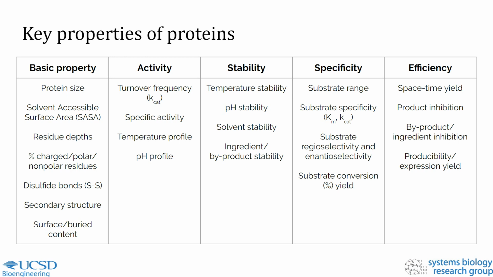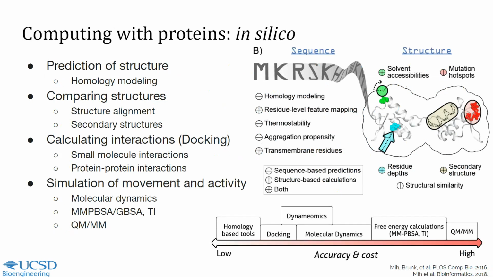Focusing on the active sites of proteins, substrate specificity and kinetic parameters can be estimated using methods such as molecular docking or measured in vitro. Some properties of proteins can be predicted in silico. We already discussed using homology methods for predicting structures when we cannot find an experimental one in the PDB. Additionally, two or more structures can be aligned in 3D space.